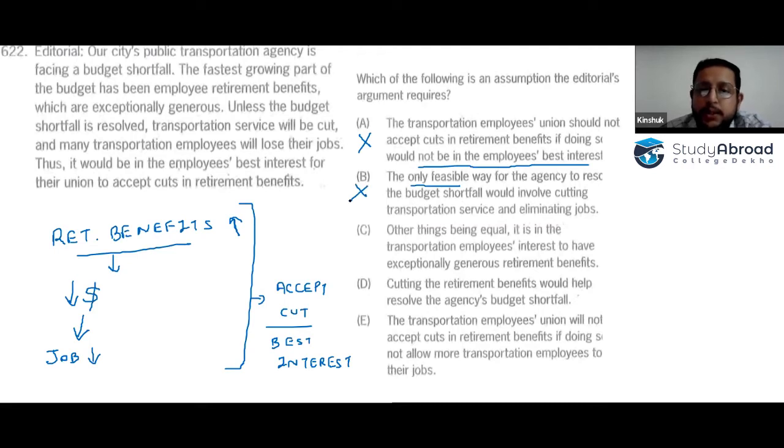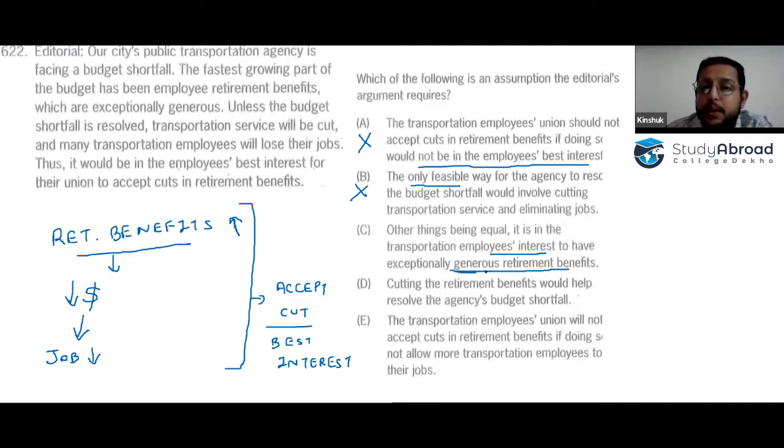Then next, answer choice C. It says, other things being equal, it is in the transportation employees' interest to have exceptionally generous retirement benefits, right? So he says that if other things are all equal, he's talking about the best interest. What was not there in answer choice B. Best interest was in answer choice A. In answer choice A, they did not go for the best interest. They went for what is not in their best interest, right? But this says they should have exceptionally generous retirement benefits, right?